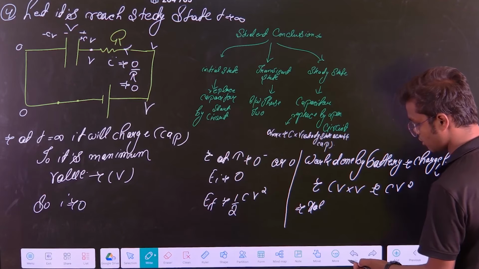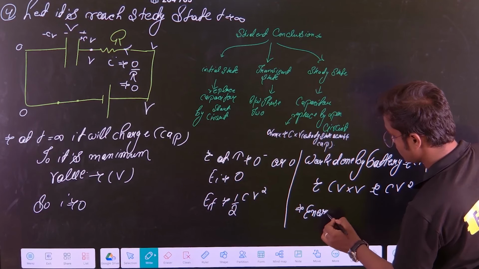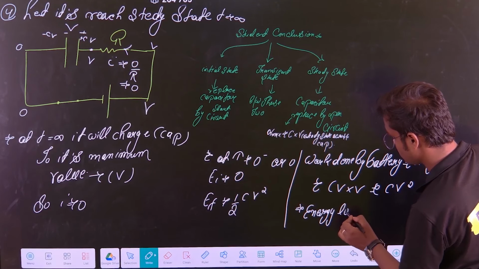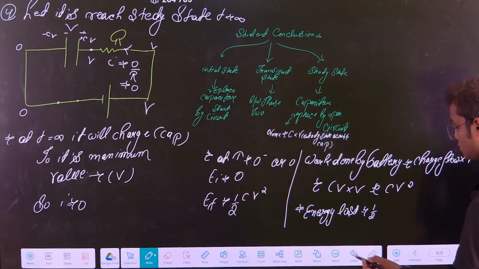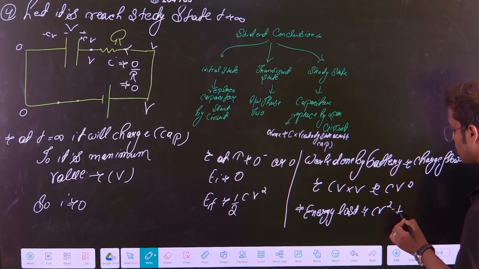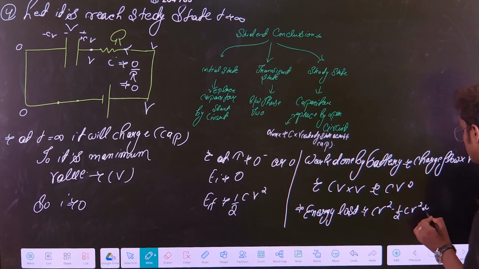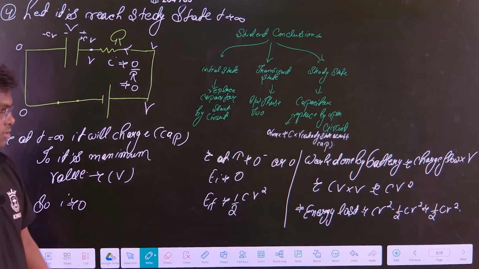So what is the energy loss? If I ask you, simply we can write energy loss is equal to how much? Half, sorry, work done by battery minus half CV square, that is half CV square energy has been lost, correct? This amount of energy has been lost.